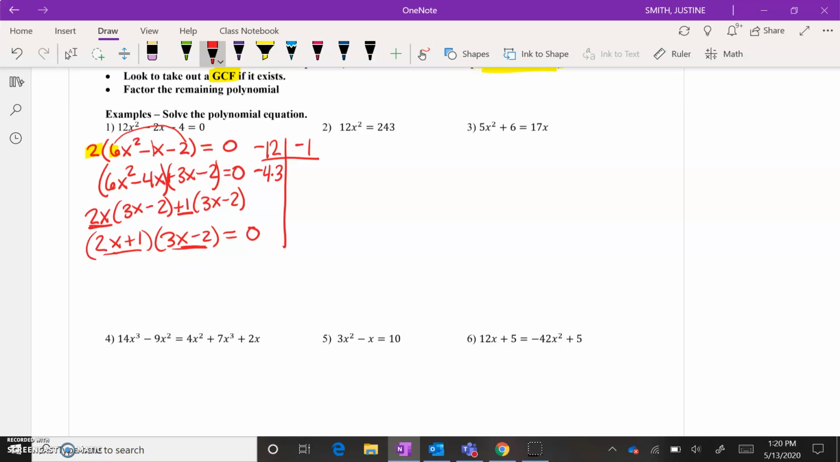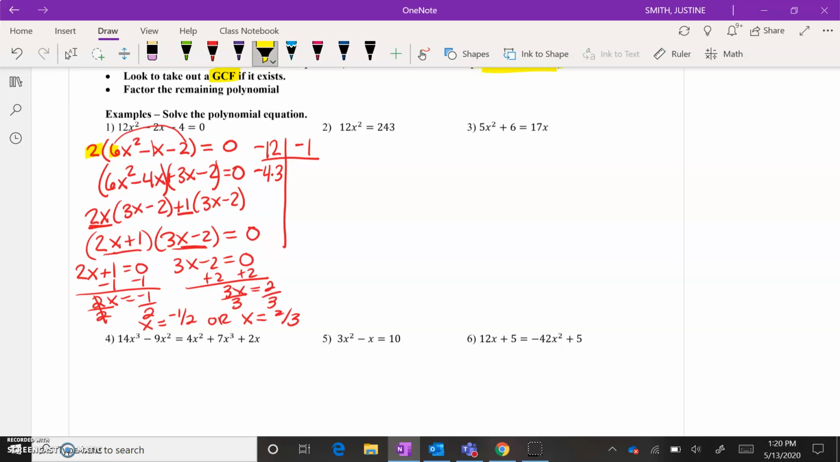Now I'm just going to set these both equal to 0. So I have 2x plus 1 equals 0. I have 3x minus 2 equals 0. So I'm just going to go ahead and solve here. I have x equals negative 1/2, or x is equal to 2/3.